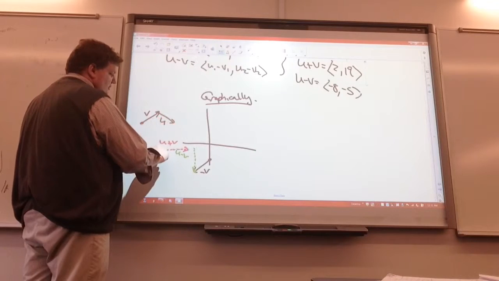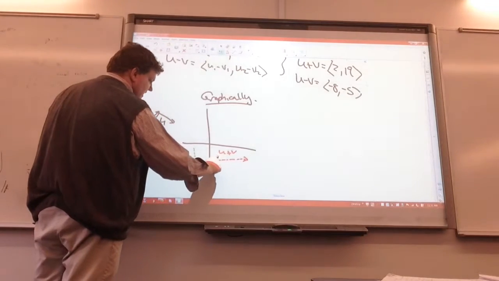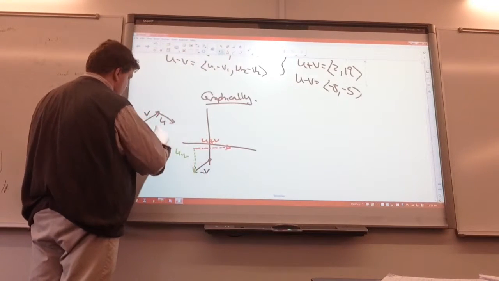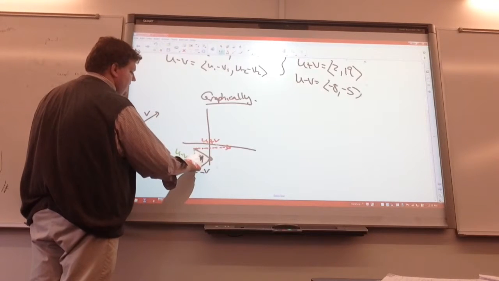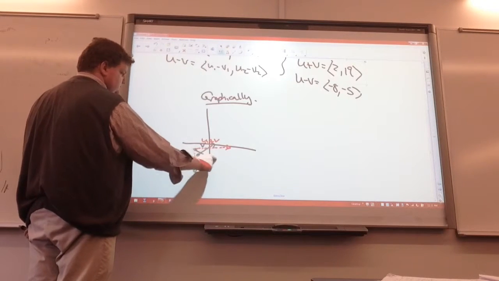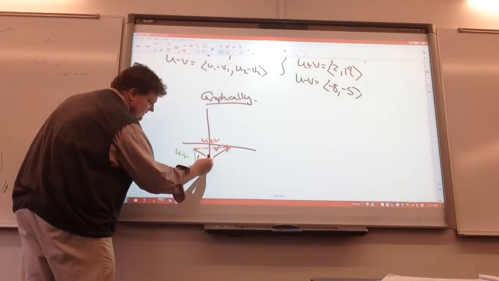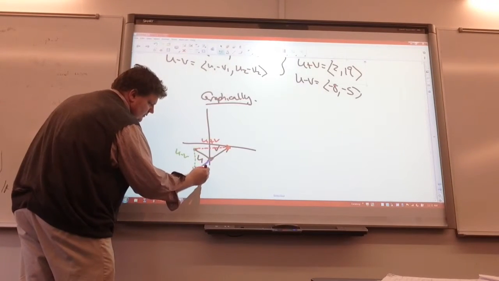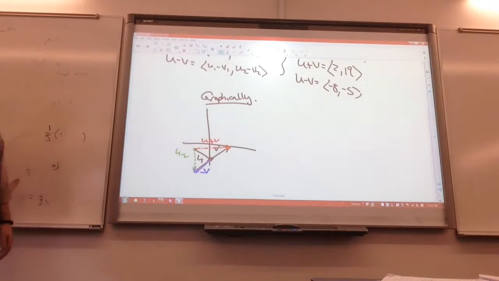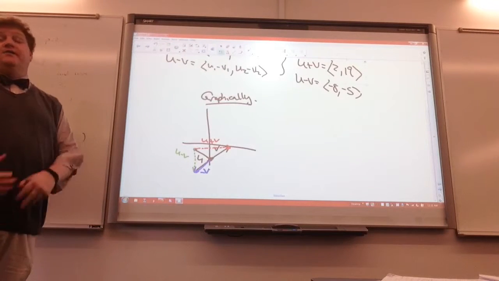So, kind of keep that in mind when we look at these things. Actually, here's what I'll make this. It's a little easier. So that's how addition and subtraction works.